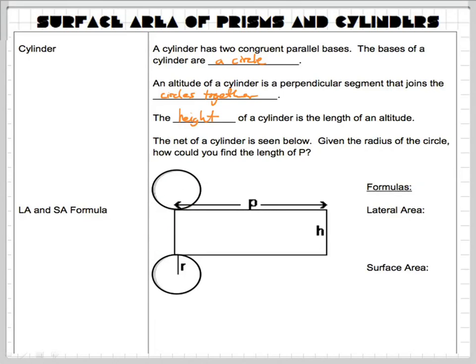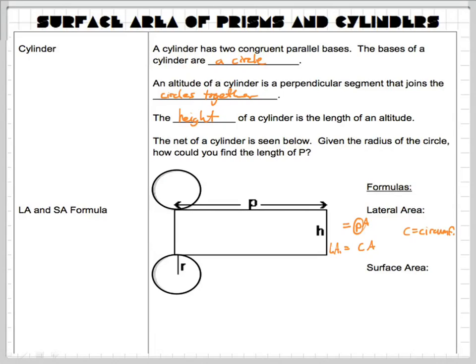Now, to find the lateral area and the surface area of this, it's the same thing as the other one. It's still a prism, but there's a slight difference. For the lateral area, before it was perimeter times the altitude. But we don't say perimeter with circles. What do we say? Circumference. So I'm going to say C times A, where C is circumference. I'm just going to say circumf and put a period. And that's our lateral area, LA.